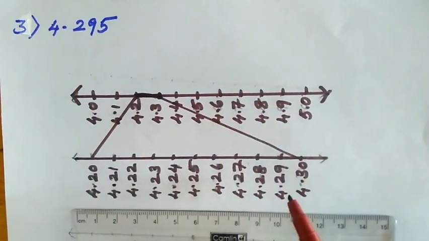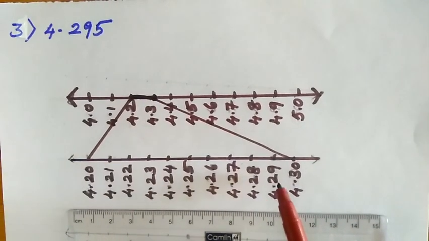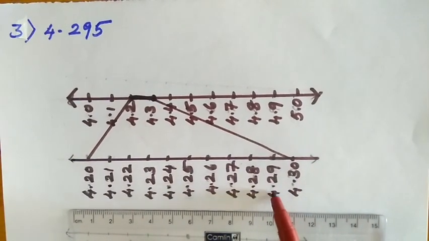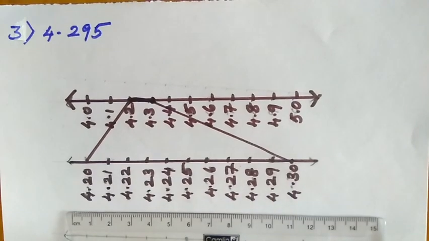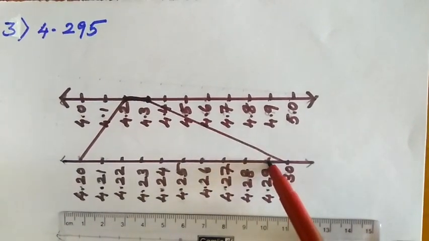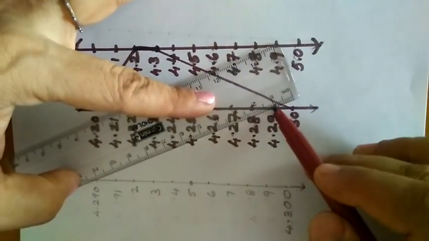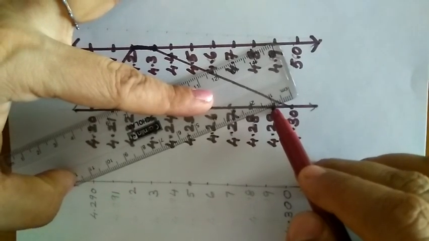4.295 when we are including the third one. 4.295 lies between 4.29 and 4.3. So now this time we have to keep the magnifying lens here, 4.29. So from that will be your first number of the third step.